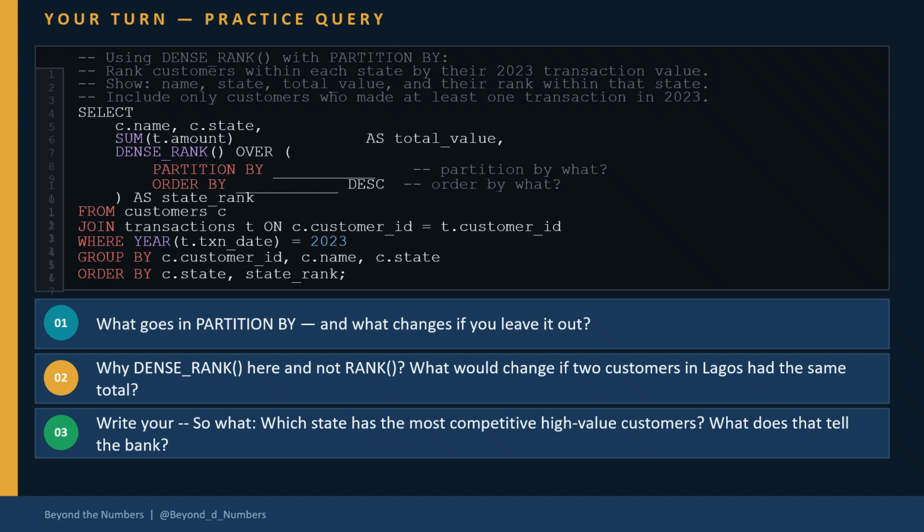Then run it and write your so what. Which state has the most competitive high value segment? What does that tell the bank about where to focus acquisition efforts? And I want you to post your answer in the comments. I promise I'm going to read everyone's and respond to them.